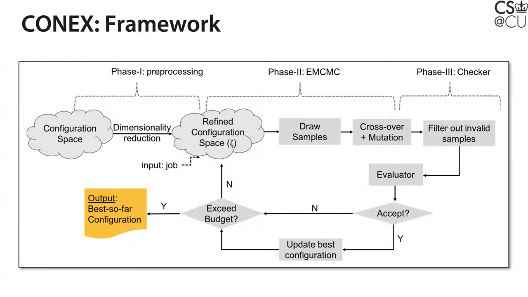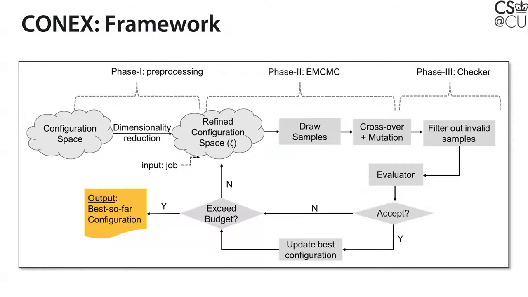Putting this all together, we have an entire framework for ConEx as shown here. So we have three distinct phases. In the first phase, we start with the configuration space and apply a dimensionality reduction to refine the configuration space. And the purpose of this step is to ensure that we don't change configurations that have no impact on performance.